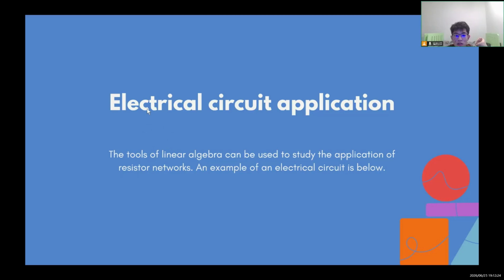Hello, my name is Gao Haoyang. Now I will introduce linear algebra in electrical circuit applications. The tools of linear algebra can be used to study resistor networks. An example of an electrical circuit is below.